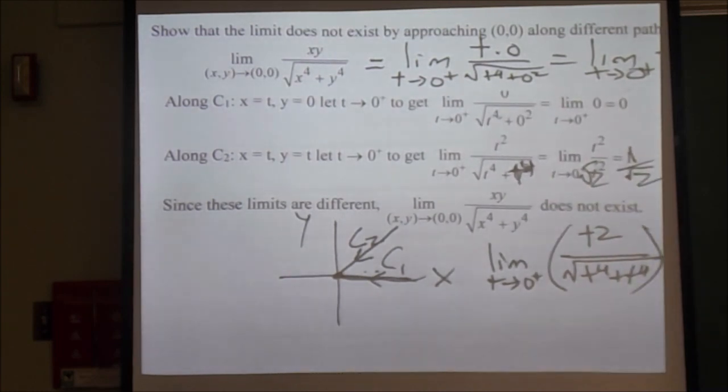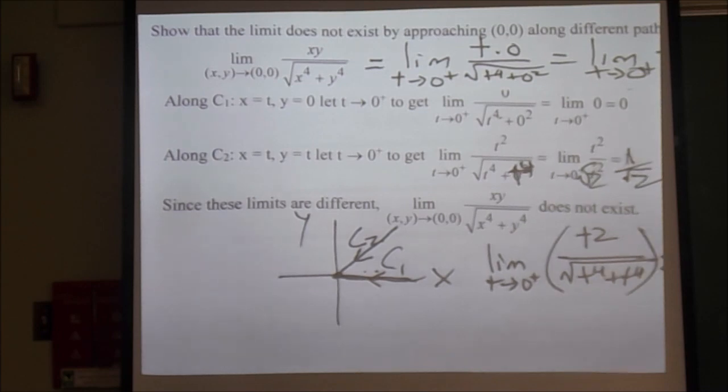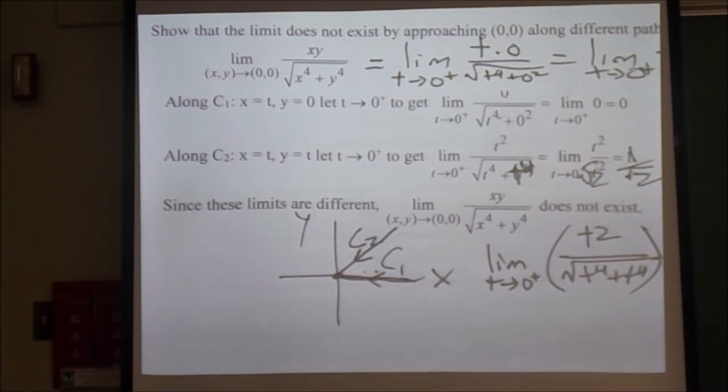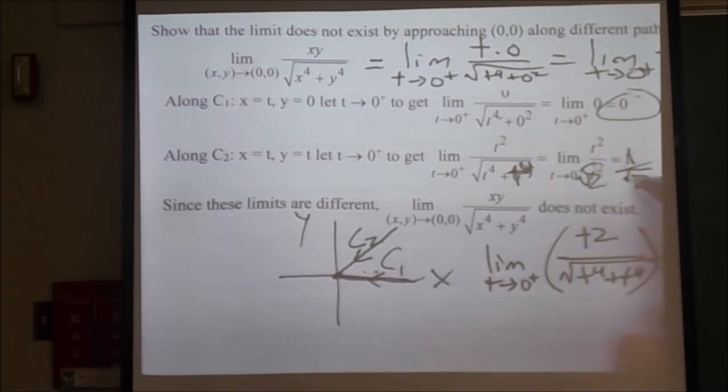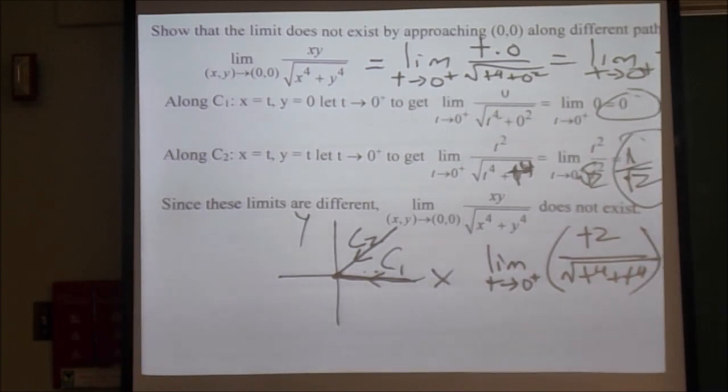Since these two limits are not the same, this limit was 0, and this limit was 1 over square root 2, we infer that the limit of the function of two variables doesn't exist.